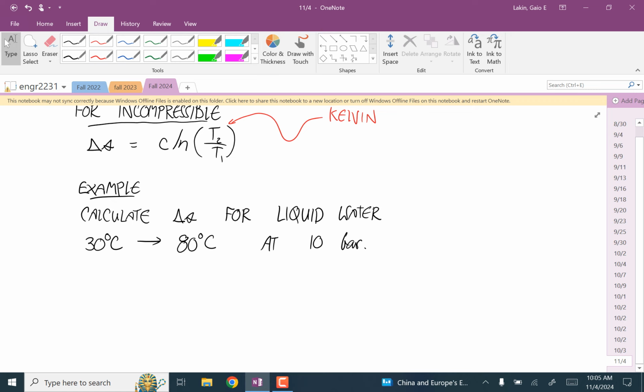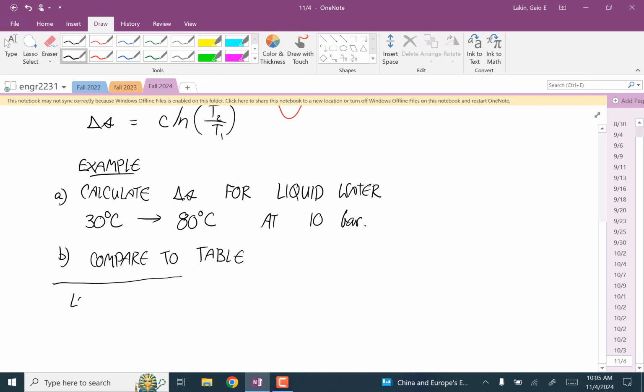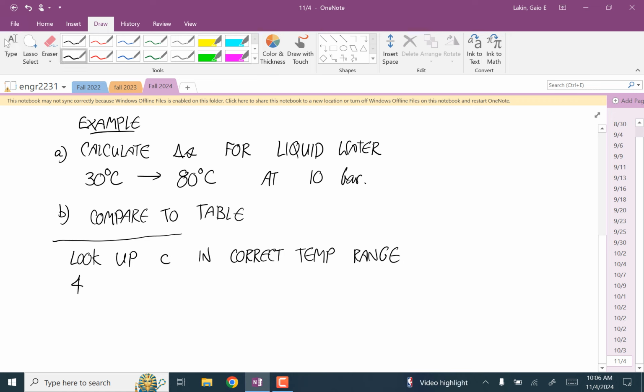Okay, so we're going to do this using this approximation for incompressible, using the TdS equation. So this is part A, and then we're going to compare to what you get in a table and just see how close it is. So first, we want to look up the specific heat for liquid water in the correct temperature range. I think the value that's given is at 50 degrees Celsius, and we'll use that, c is equal to 4.18 times 10 to the third joules per kilogram Kelvin.